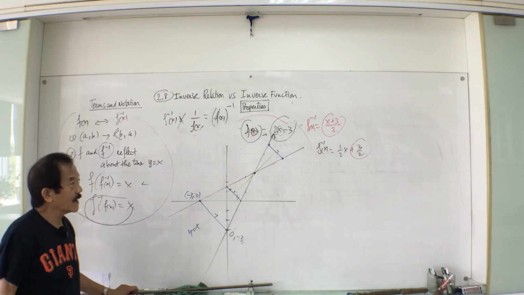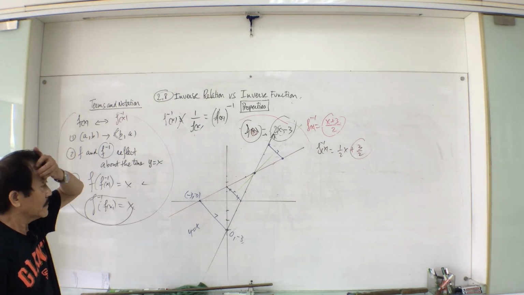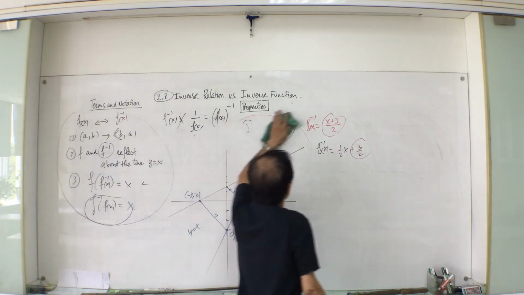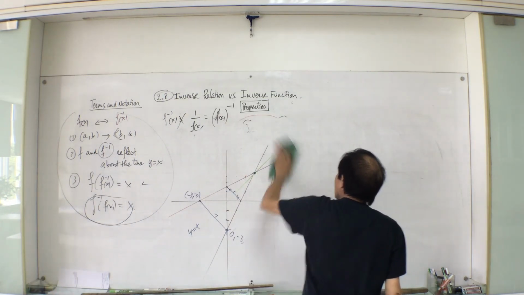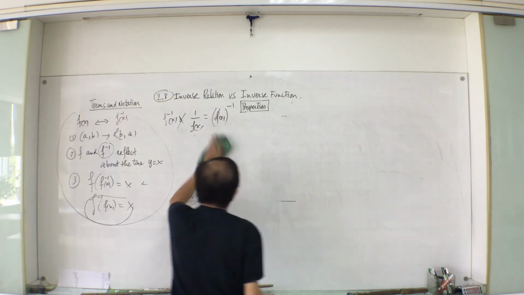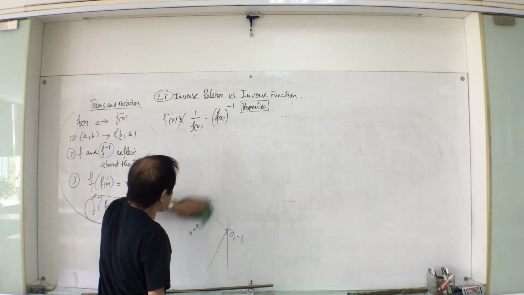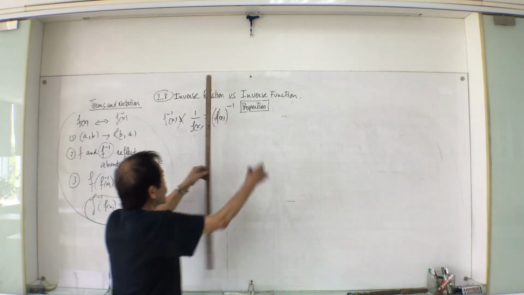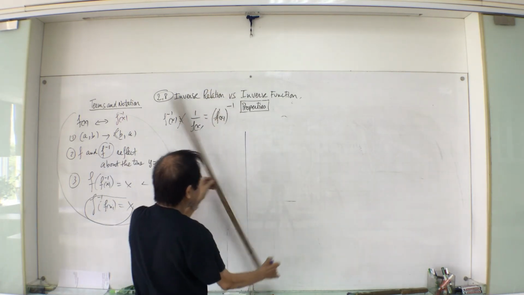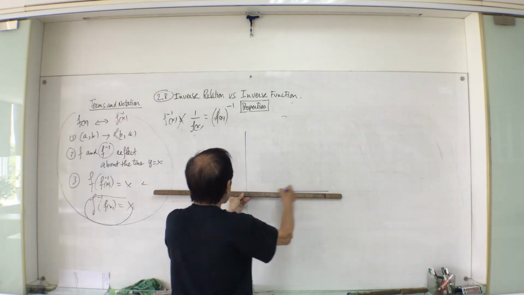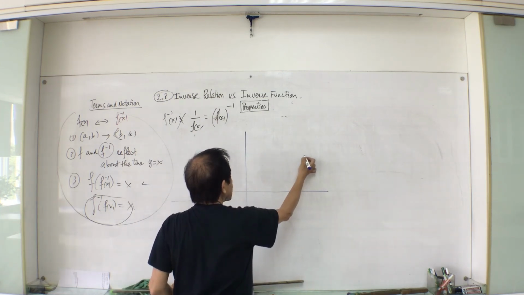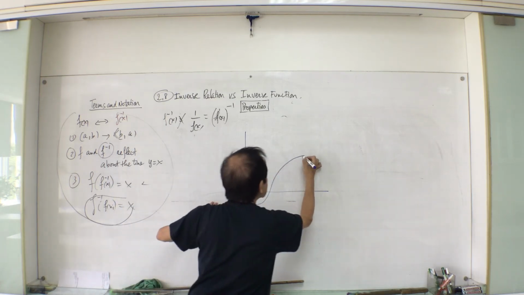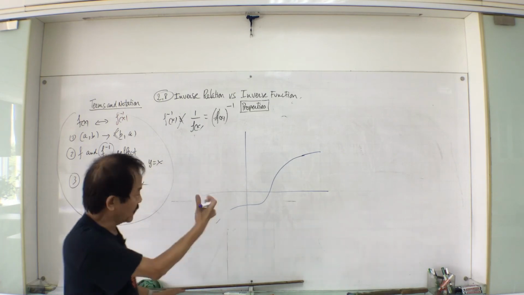Okay, so now let's do something fun. Let me draw something randomly, and I try to find the inverse. In the case we don't know anything about the function, we just know the graph of the function looks like this. Something like that. So how do we graph the inverse of that one?